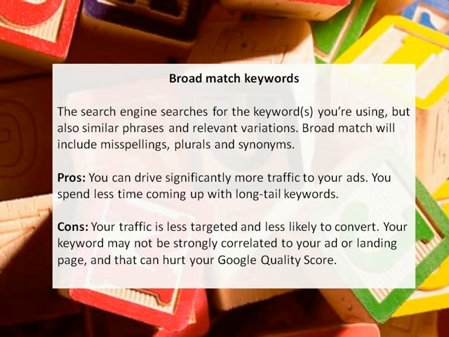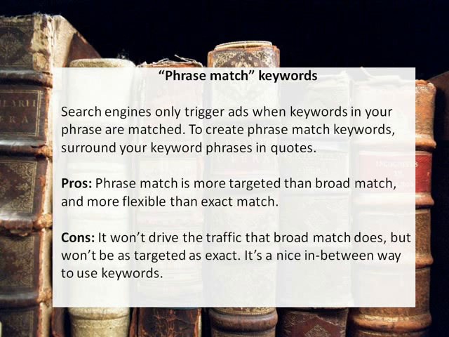The cons of all that is that the traffic tends to be much less targeted, like I mentioned before with that Ford Mustang example, and less likely to convert. Those keywords do have a strong correlation to your ad and landing page, but they can also hurt your quality score if it results in low click-through rates. And quality score is, of course, almost an entirely different topic about how Google interacts with the relevancy of keywords, ads, and landing pages.